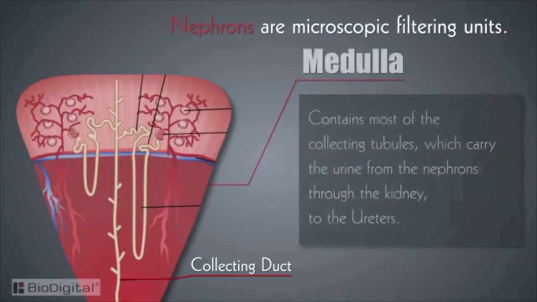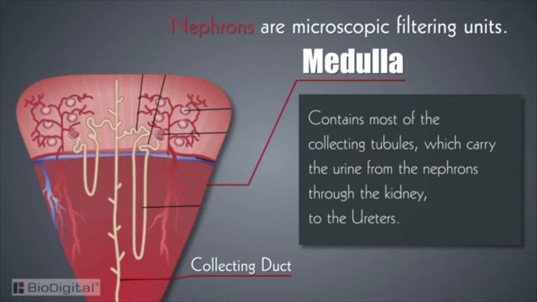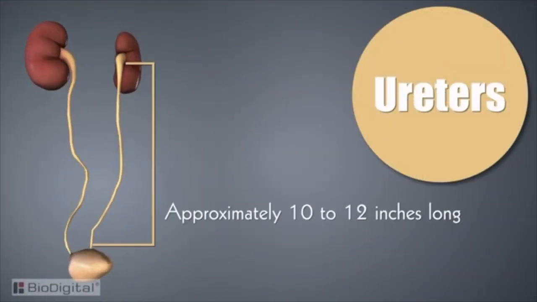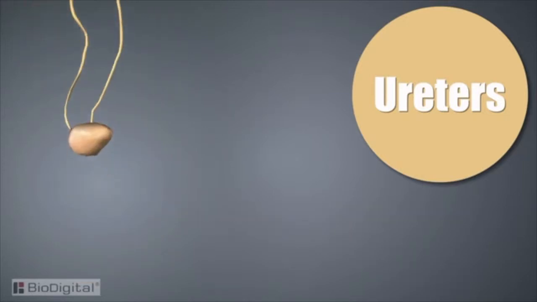Now the medulla is the interior section of the kidney. It contains most of the collecting tubules, which carry the urine from the nephrons through the kidney to the ureters. The ureters are 2 muscular tubes approximately 10 to 12 inches long and extending from the renal pelvis of each kidney to the bladder.